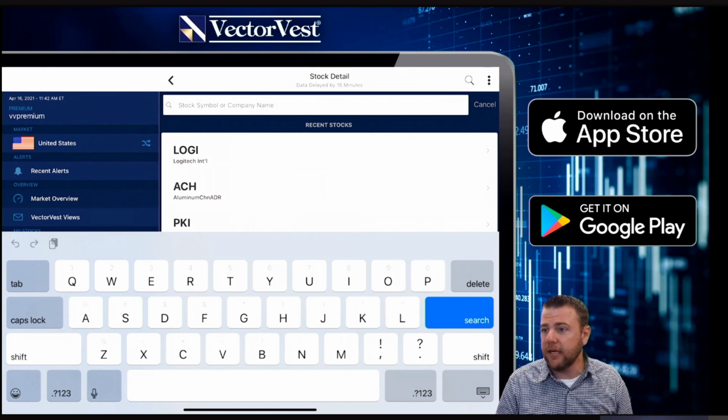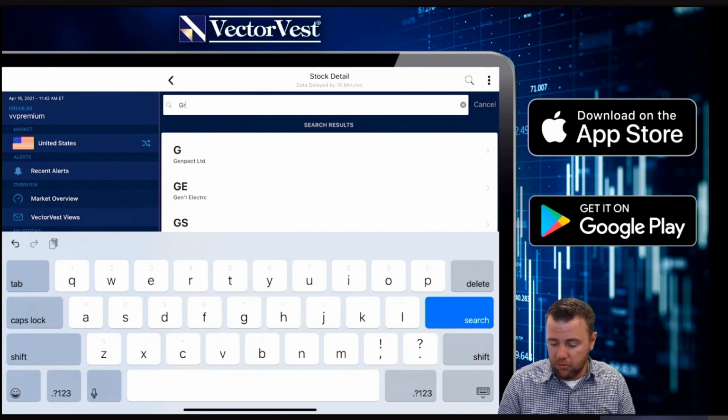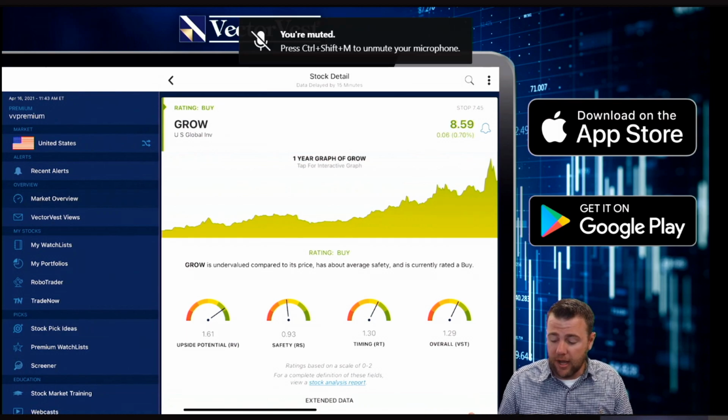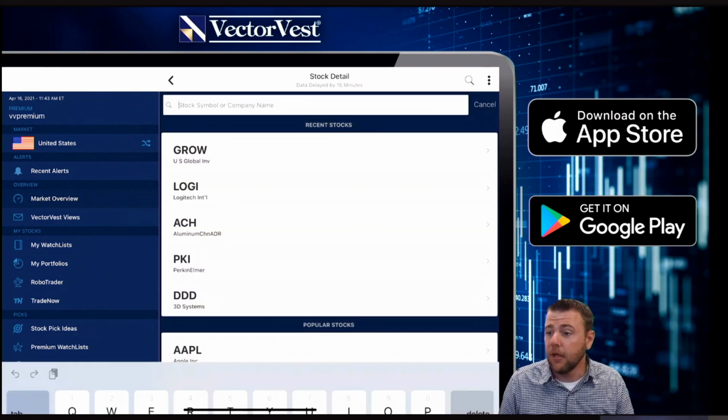LOGI we just did. We'll do two more. GROW. So Grow, great long-term potential. Does have a little bit more risk associated with it, though. You have a really nice, strong uptrend. Overall, this stock is favorable still.